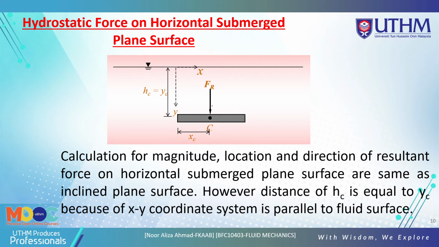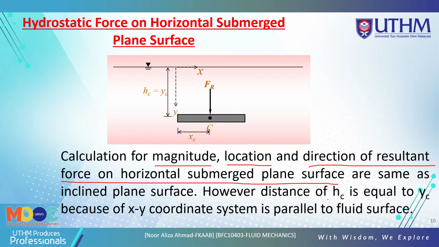Okay, and we know that the force resistance here is based on the centroid. We know that the distance from the plane surface with the horizontal is xc, where x is the length to the center. So the calculation for magnitude, location and direction of a resultant force on a horizontal submerged plane surface is the same as for an inclined plane surface.